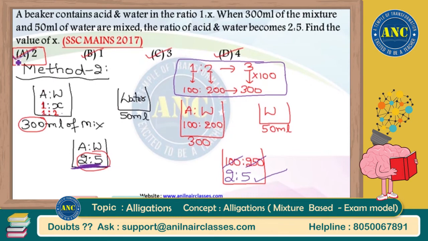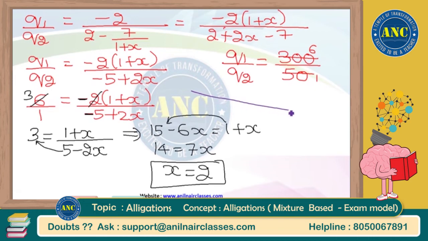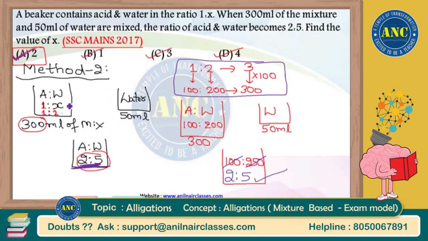Even if the correct answer x is equal to 2 happens to be your last answer option, still you can save a lot of time compared to solving in this method of method 1. Method 1 will take a lot of time, shifting here and there and cross multiplying, simplifying, but method 2 will give you the answer very fast.